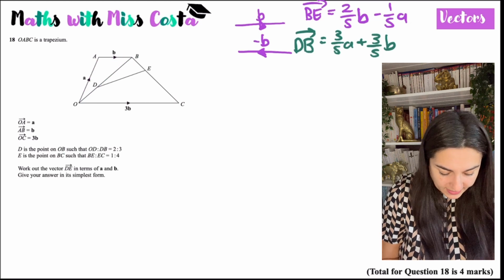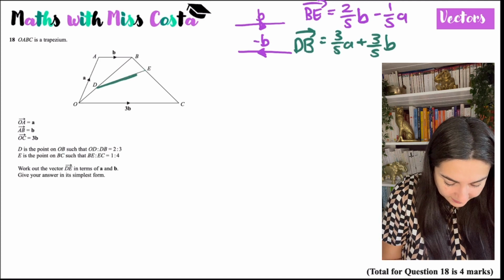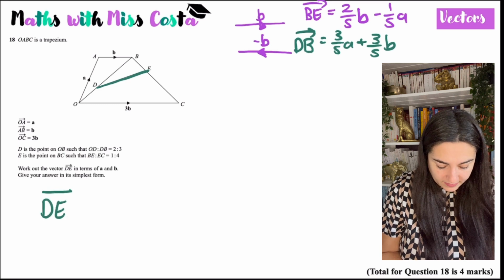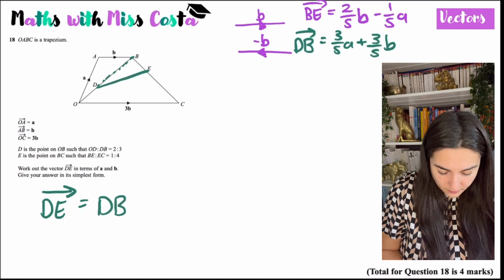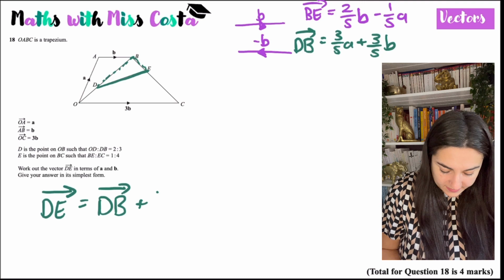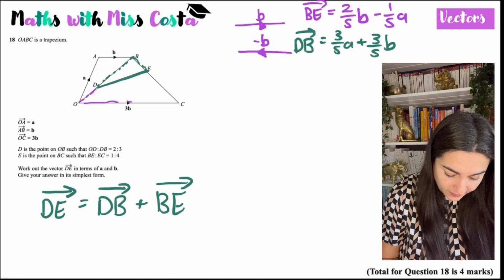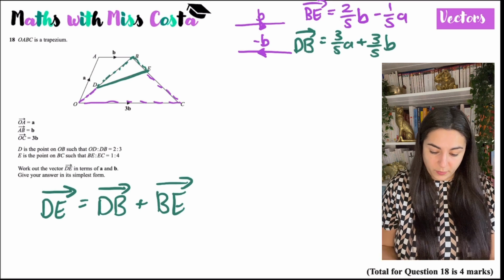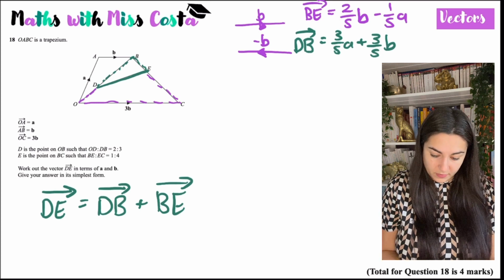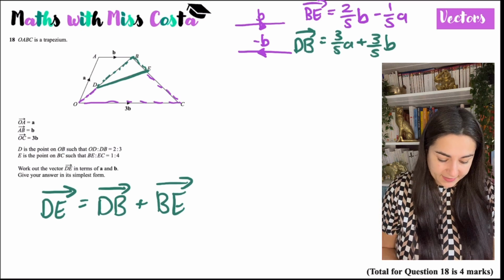To work out DE, why does it always make it so large? I just want a nice thin line, please. There we go. So DE, how can I get from D to E? Well, I can go from D to B and then B to E. I could also have gone D to O and that way and that way. That's absolutely fine if you want to do it that way. You just would have worked out the opposite, so 2/5 and then 4/5, I think it was. It doesn't matter which way as long as you're just going along the designated route. Anyway, let's stick with the route that I chose.